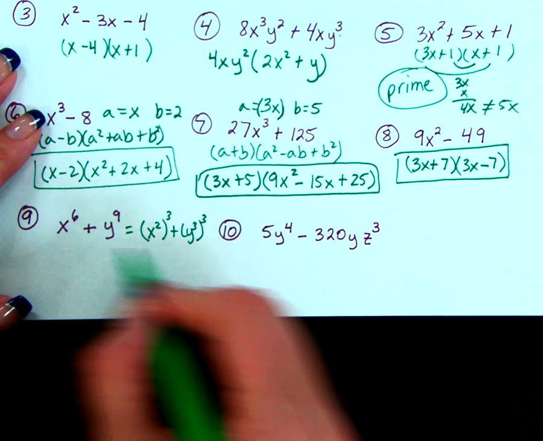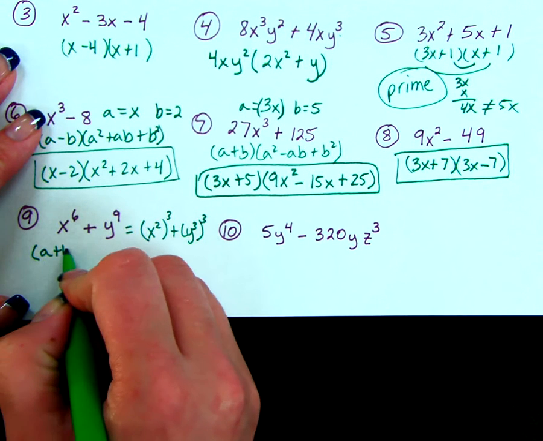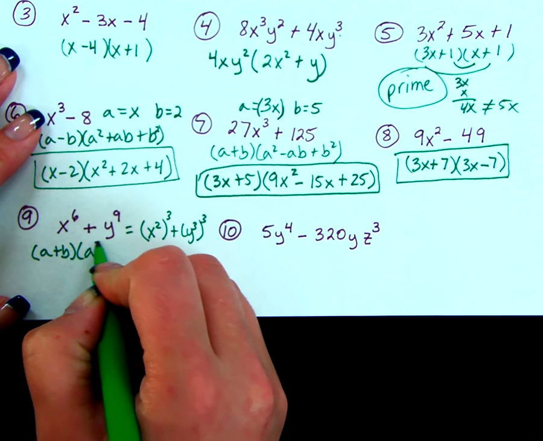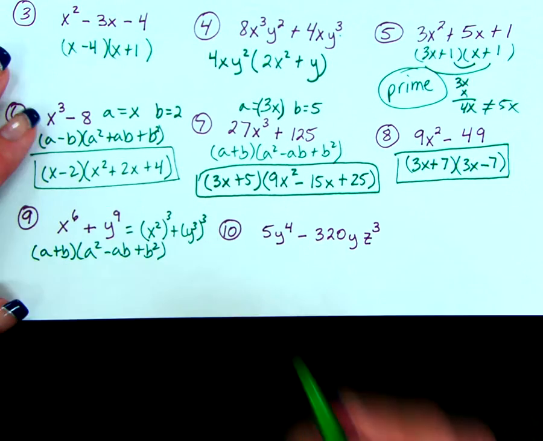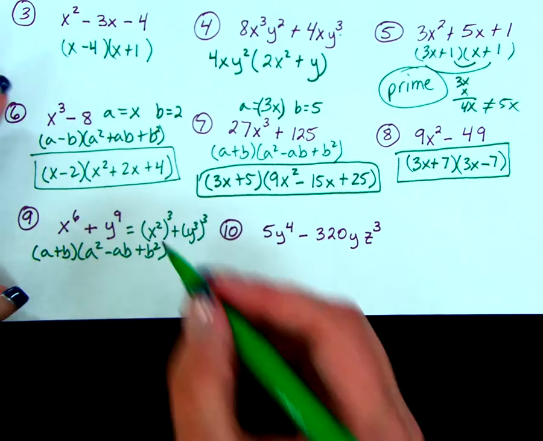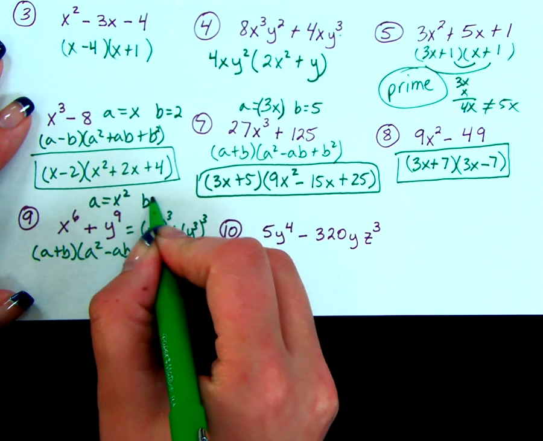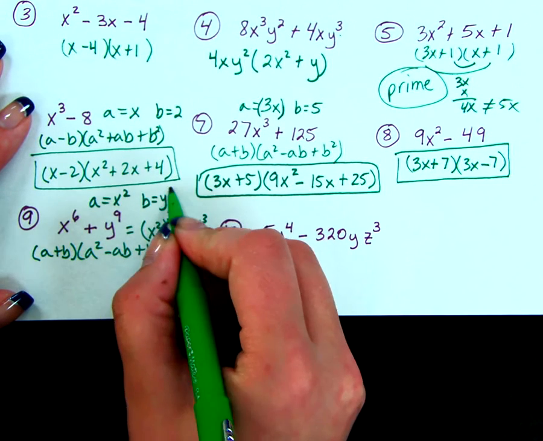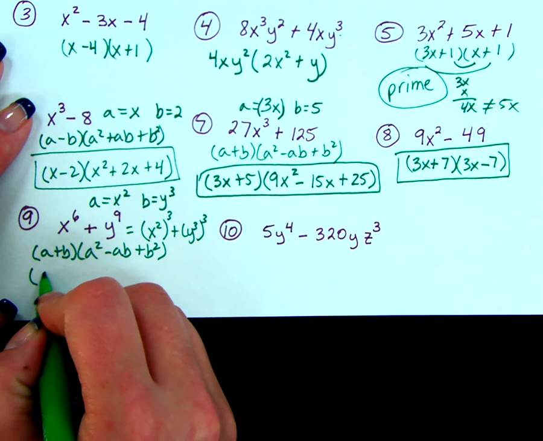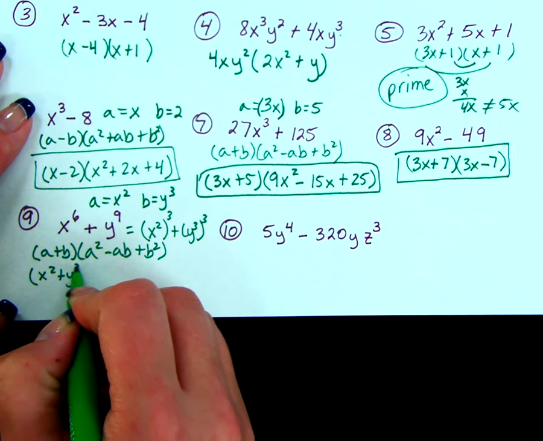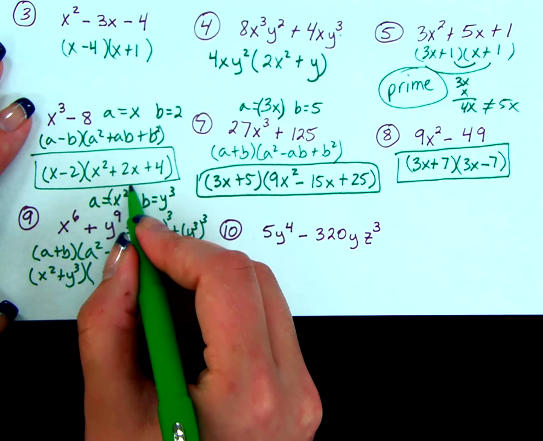So now I've created that sum of cubes. So now when we factor, it's going to have to factor into a plus b times a squared minus a times b plus b squared. So for this problem, a is x squared and b is y cubed. So we're just going to substitute into that pattern. So the first group is x squared plus y cubed.